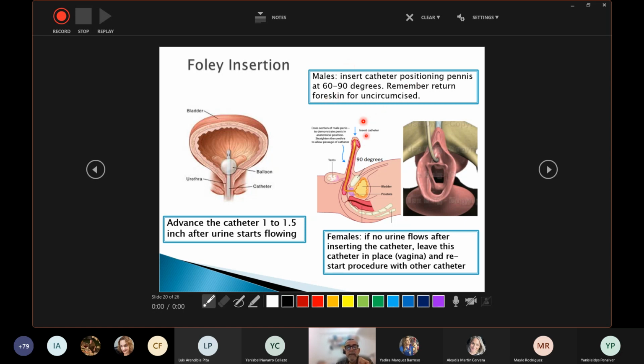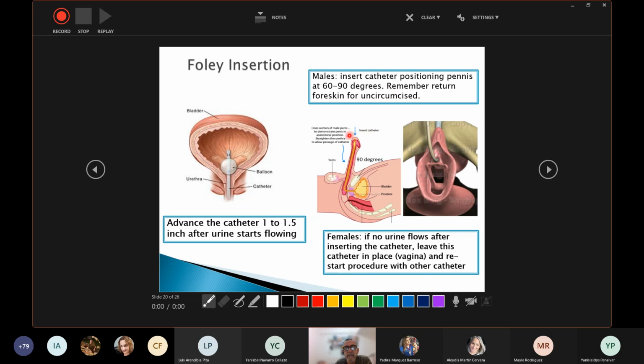To introduce the Foley in males, you need to elevate the penis between 60 to 90 degrees. A normally flaccid penis is hanging there, so you need to grab the penis with your non-dominant hand, and after cleaning, keep it between 60 to 90 degrees of elevation. And then you introduce the catheter in this way. This is going to straighten the urethra, preventing the flexure, the curve that the urethra makes when the penis is flaccid, and avoid trauma.